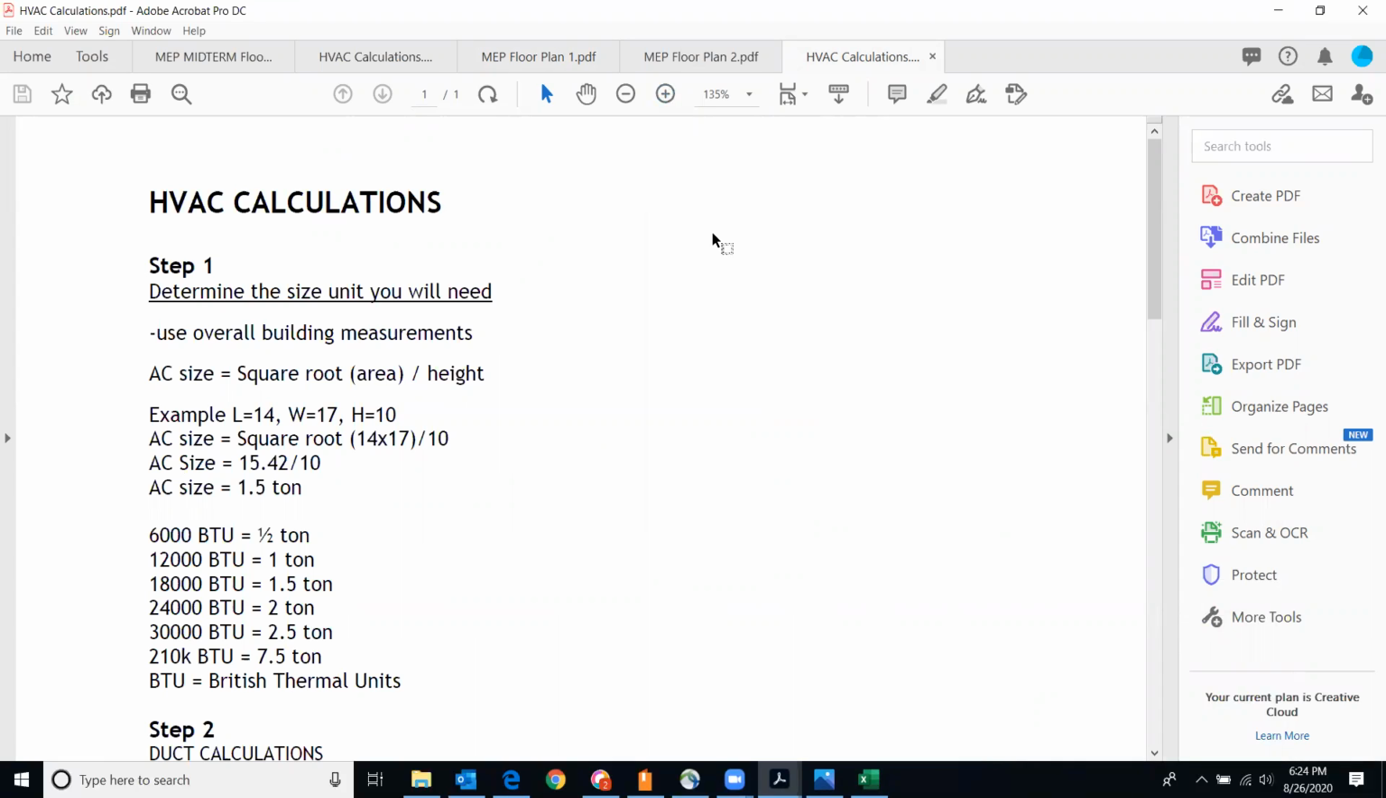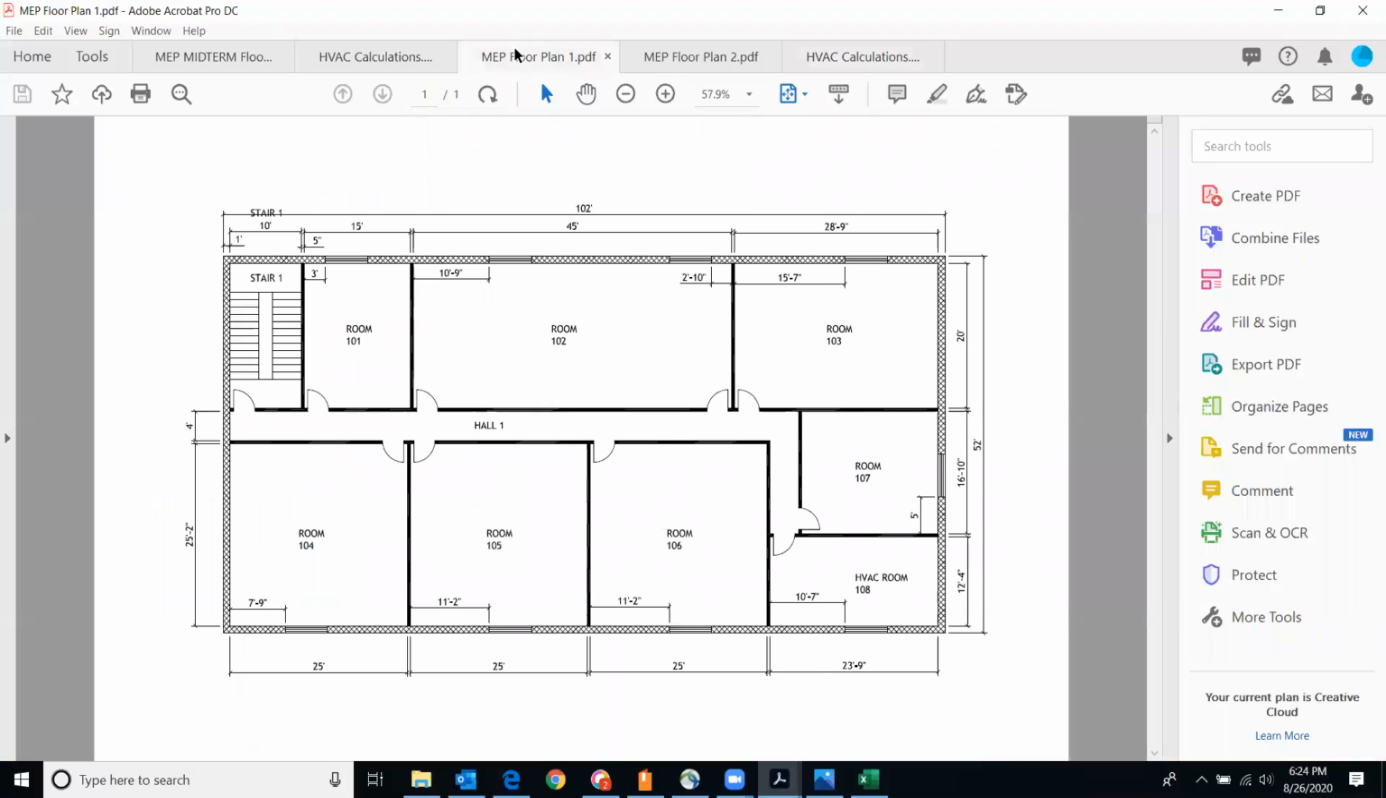So the first thing you want to do on your HVAC calculations, which I think is pretty much well stepped out for you here, is we want to determine the size of the unit that you'll need. In order to do that, we're going to use the overall building measurements. So we're going to go back to the floor plan 1 and take a close look at the floor plan, study it, see if you can figure it out. It's very straightforward on here.